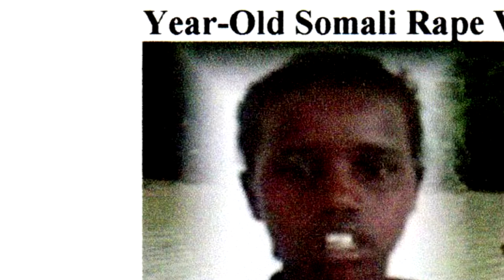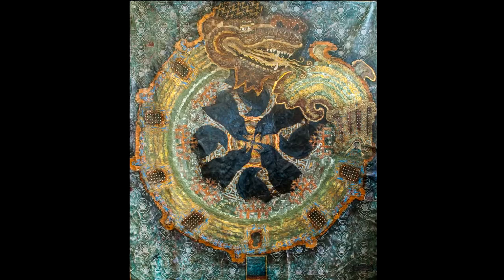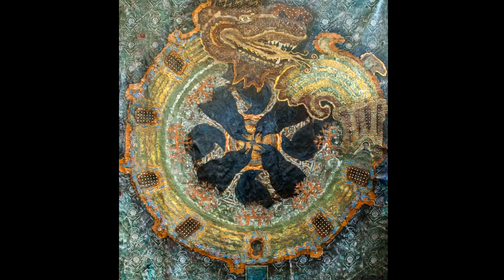Aisha Abraham Duhalo was stoned to death on October 27, 2008, in Kismayo, Somalia. She was 13 years old. She was raped by three men and accused of adultery. 50 men stoned her to death while 1,000 male spectators watched.